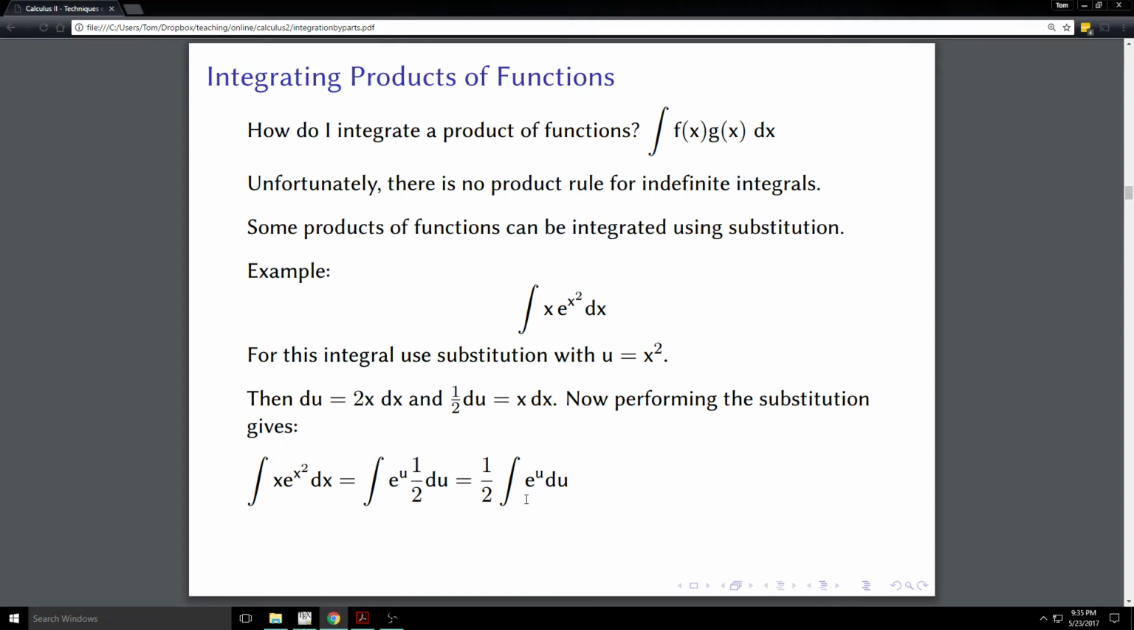Integrating this function is easy. e to the x is its own derivative, so it's its own antiderivative. So I get 1/2 times e to the u plus some constant c. One last step, which I almost forgot: we have to back substitute to get back to the original variable x. u is x squared, so I just put that in here. And so I get 1/2 e to the x squared plus c as the antiderivative, or indefinite integral, of x e to the x squared. So that substitution took care of that product.